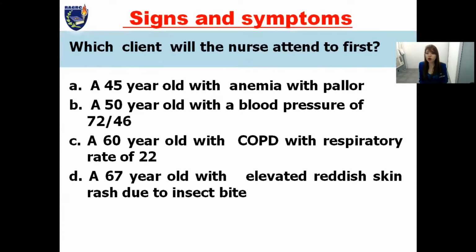So if we are going to apply what we have in our concept a while ago, anything that is expected is not your priority. Letter A, a 45-year-old with anemia with pallor, that is something that is expected. It is expected that if you have anemia, you lack iron, folic acid, or certain vitamins, and that can lead to pallor, or absence of color, being pale.